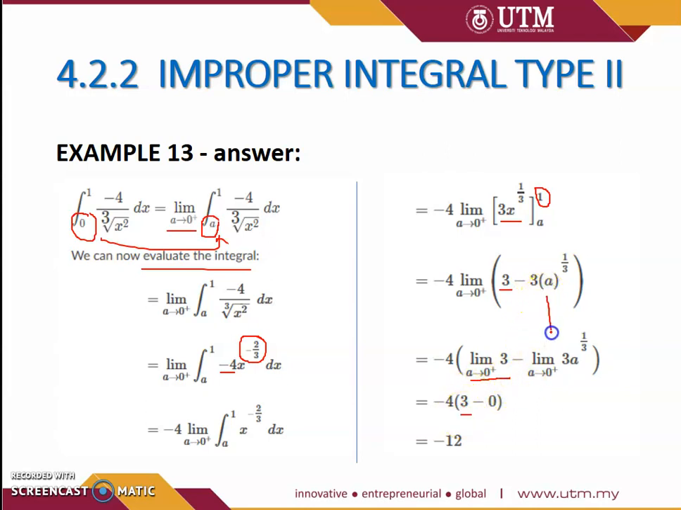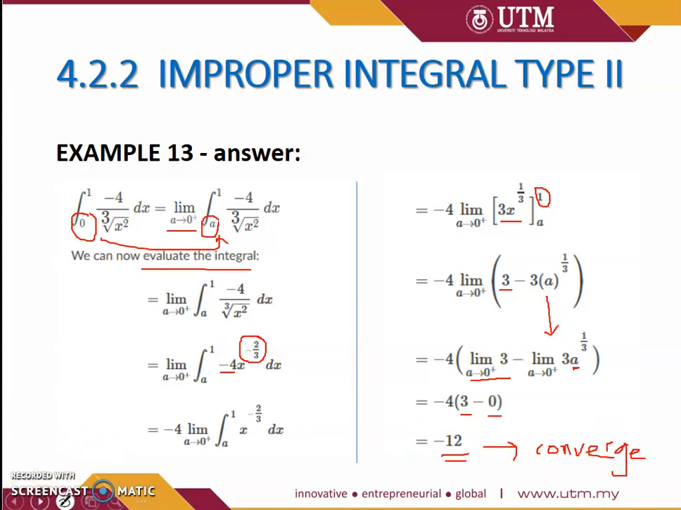For the second part, we need to substitute the value of A, which is 0 positive. So basically we just substitute 0 here, and 3 multiplied with 0 is 0. So negative 4 multiplied with 3, we obtain minus 12. So we can say that the improper integral converges because the limit exists. Sorry, I am only using the mouse here.